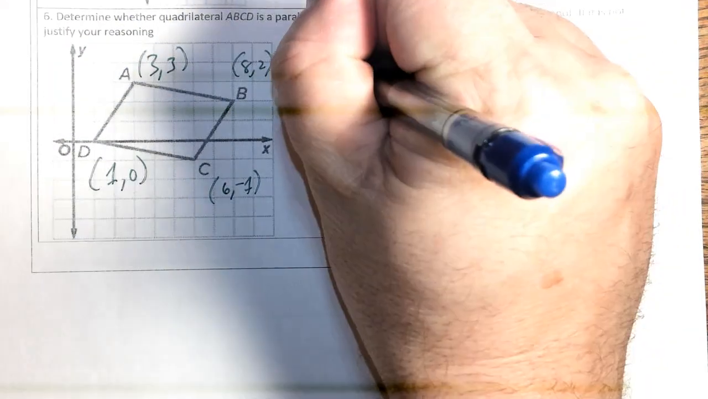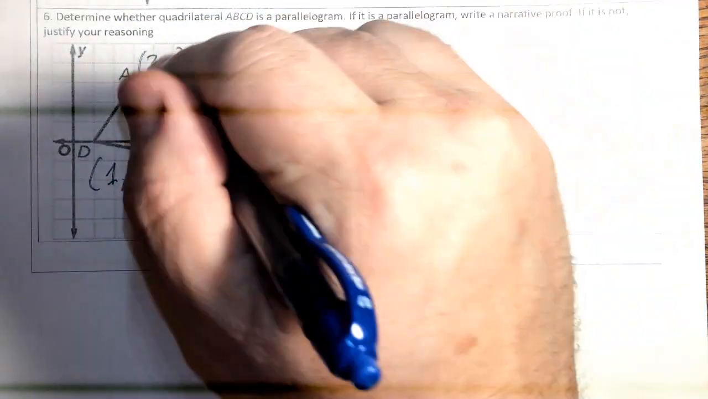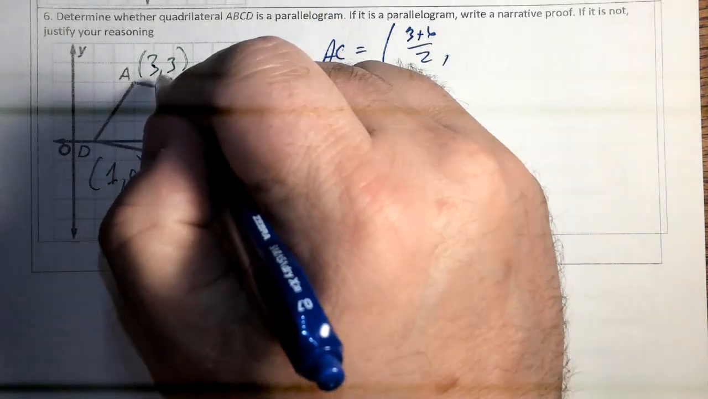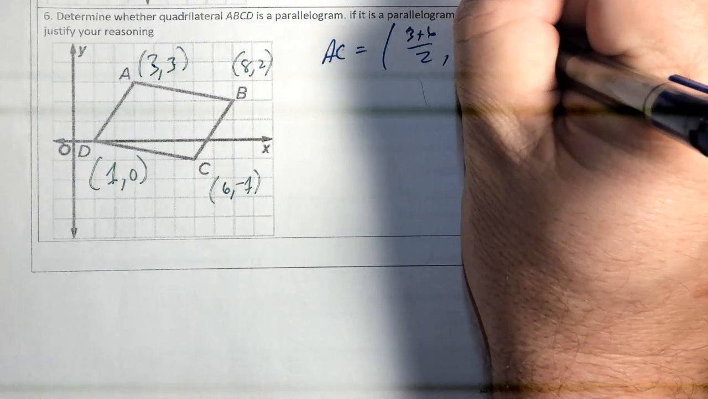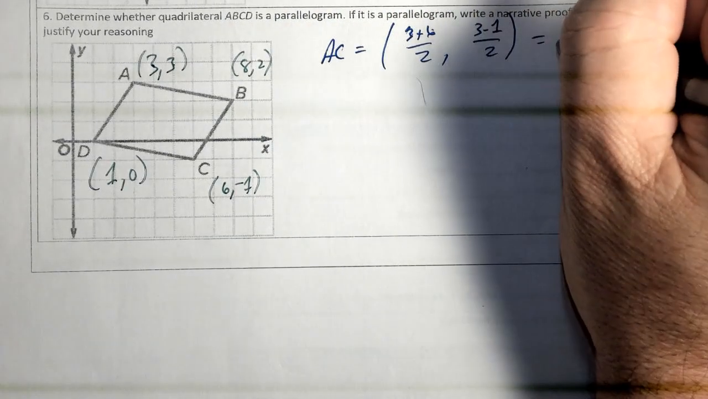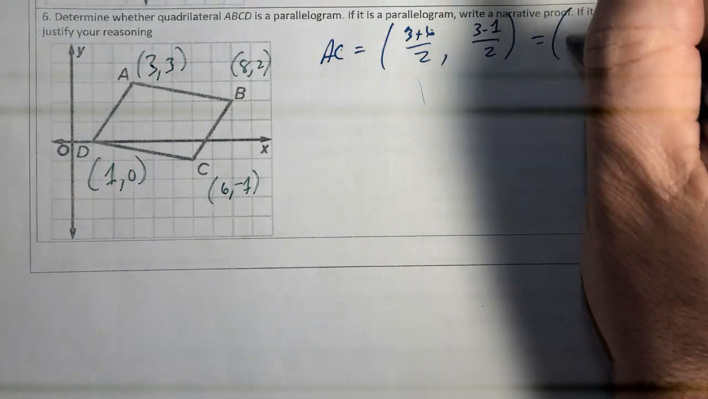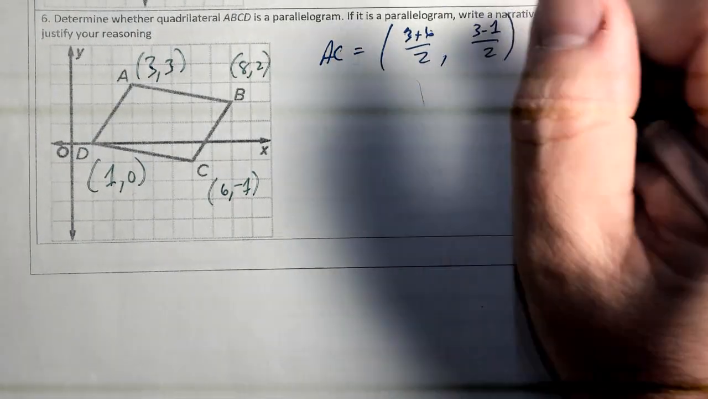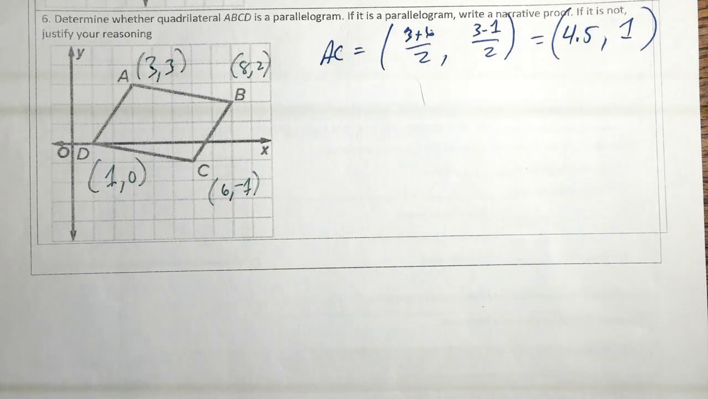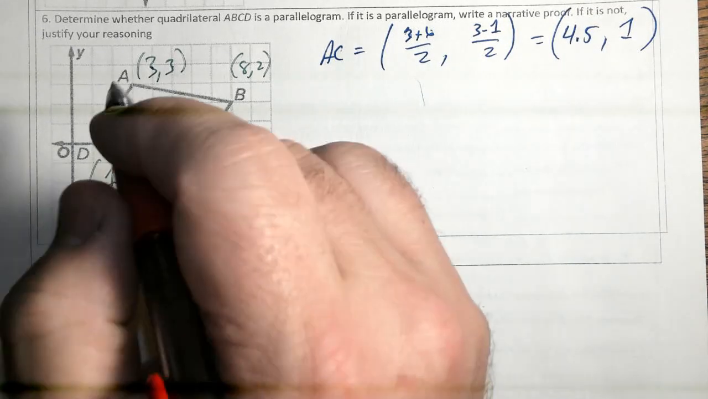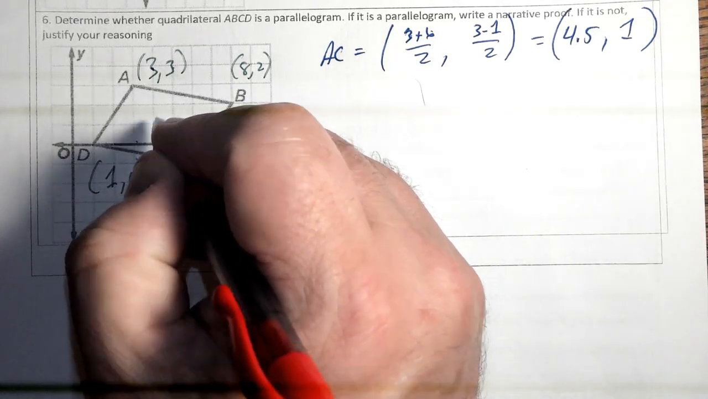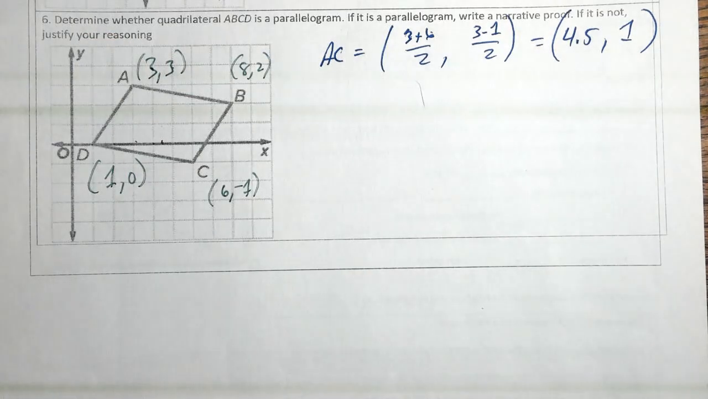We're going to do AC first in blue. Our x's are 3 and 6, so 3 plus 6 divided by 2. Our y's are 3 and negative 1, so 3 minus 1 over 2. 3 plus 6 is 9, and 9 over 2 is 9 halves, or 4 and a half. 3 minus 1 is 2, and 2 over 2 is 1. So the midpoint for AC is 4 and a half, 1. Let me do it in blue.